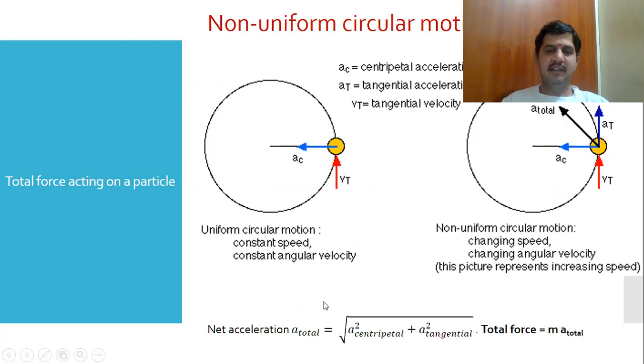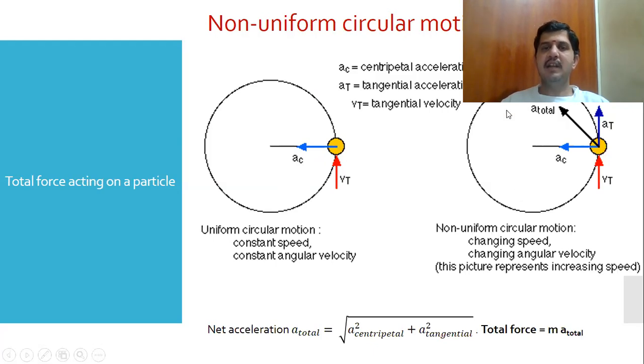Now, if it is a non-uniform circular motion, how do you calculate the total force or net force acting on it? As you see over here, in case of a uniform circular motion, there is only one acceleration acting here, which is centripetal acceleration. And there is a velocity of the particle, which remains constant. This Vt is nothing but tangential velocity, which remains constant as the particle keeps going around in a circular motion. That's what it says, constant speed and constant angular velocity. So both of them do not change.